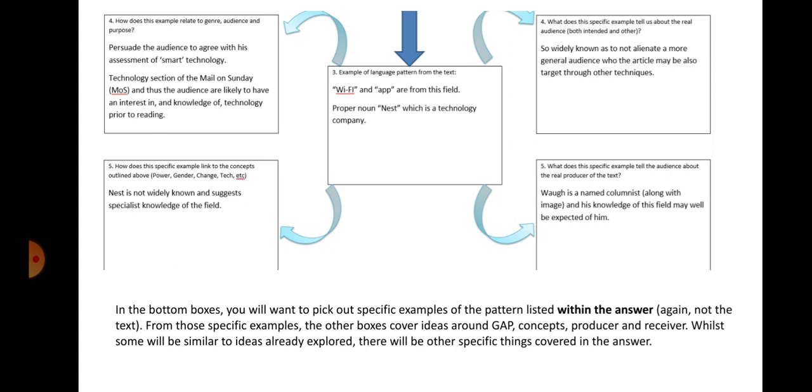So you've got on the left, how does the example relate to genre, audience, and purpose. So do have a look, of course. It goes, how does the specific example link to concepts outlined above, power, gender, change, tech, etc.? Effectively, you may have said, this is how it links to technology or gender or power in that top box that was on the left. But by the time you've identified a specific example, there may be a slight difference. The example I give here is that Nest is not widely known and suggests a specialist knowledge. It's the idea that specifically this one is the part where it said about specialist knowledge before, but this is the part in particular where this person is going, look, I understand technology.